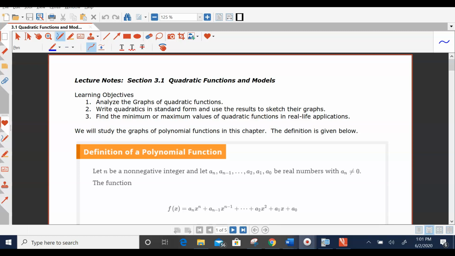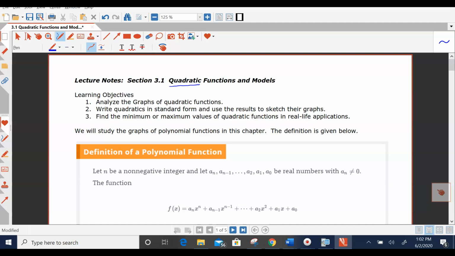Hello again. We're going to get started in Chapter 3 here with Section 3.1. You'll probably notice in the title of 3.1, we're working with quadratic functions and models. So your success in Chapter 3 is dependent upon your skills in working with quadratic equations.